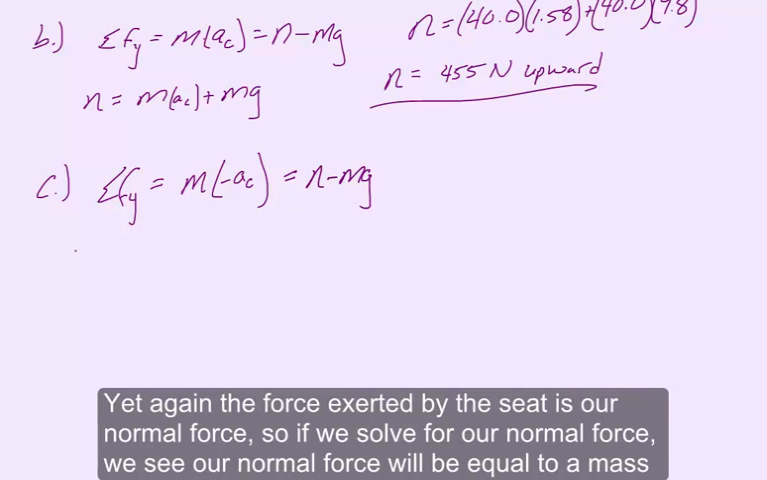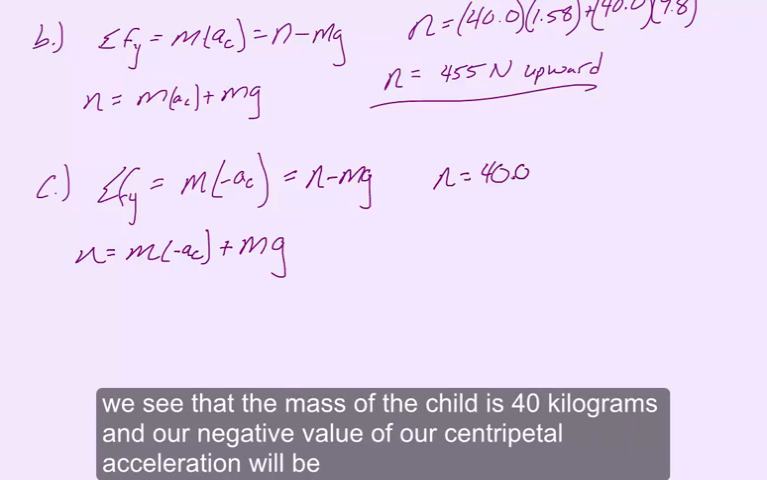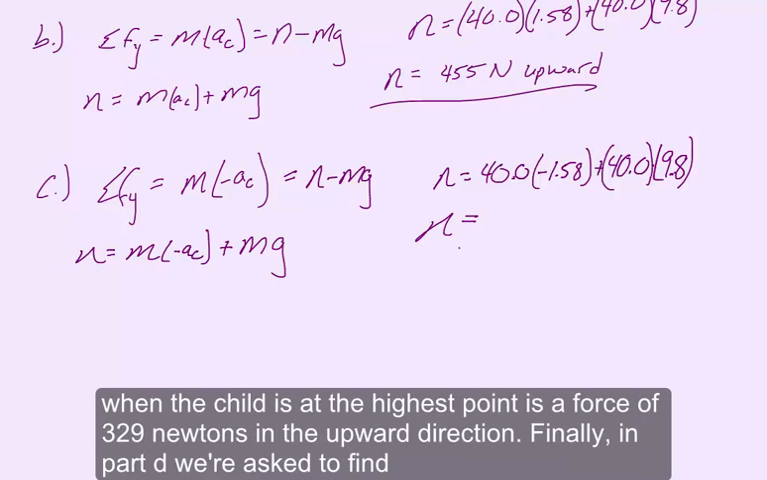Again, the force exerted by the seat is our normal force. So if we solve for our normal force, we see our normal force will be equal to the mass times our negative centripetal acceleration plus the mass times our acceleration due to gravity. And if we plug in the values we're given, the mass of the child is 40 kilograms and our negative centripetal acceleration will be negative 1.58 meters per second squared, plus the mass of the child times acceleration due to gravity. And we see that the force exerted by the seat when the child is at the highest point is a force of 329 newtons in the upward direction.